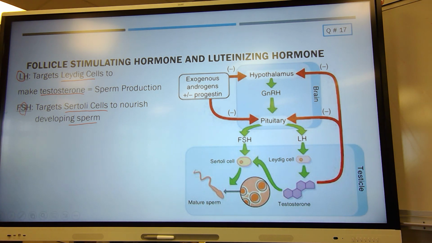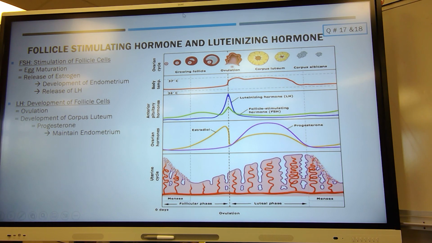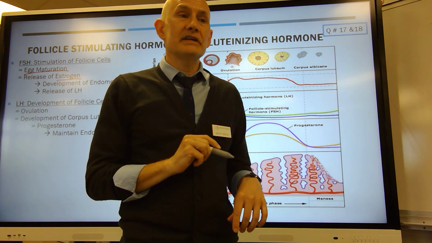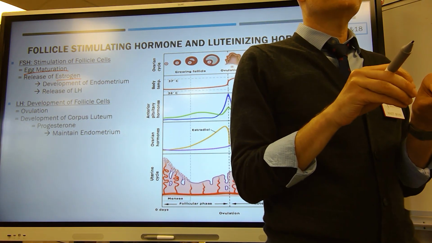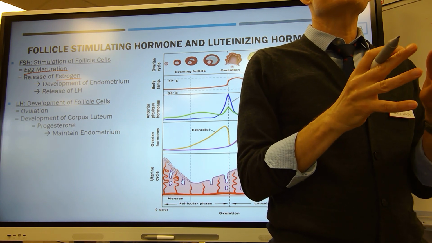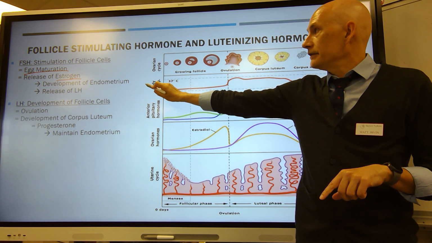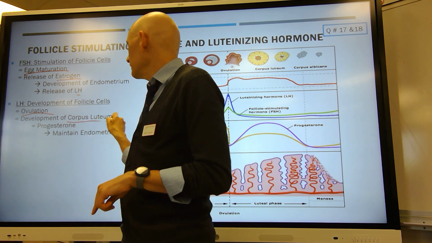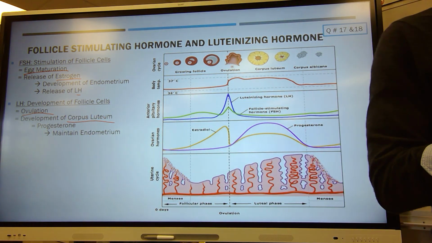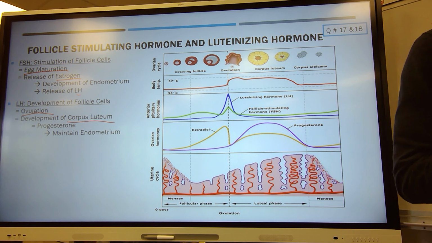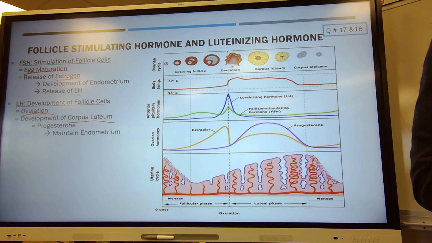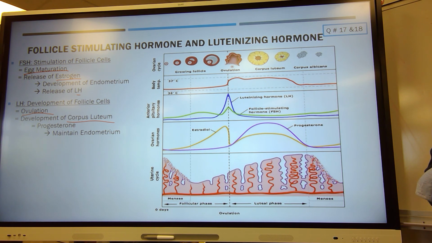When we get to the female menstrual ovulation cycle, you're going to have to come back to this, but your follicle stimulating hormone matures your eggs and releases the estrogen. So that's going to then target the development of the endometrium of the uterus. And the release of the luteinizing hormone. That luteinizing hormone causes ovulation, and then the corpus luteum, which makes the progesterone to maintain the endometrium during pregnancy. No pregnancy, corpus luteum breaks down, uterine lining breaks down, causing menstruation.